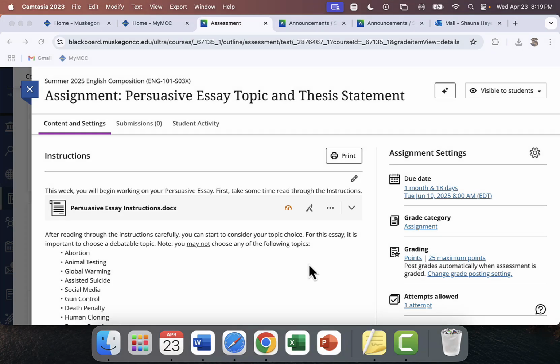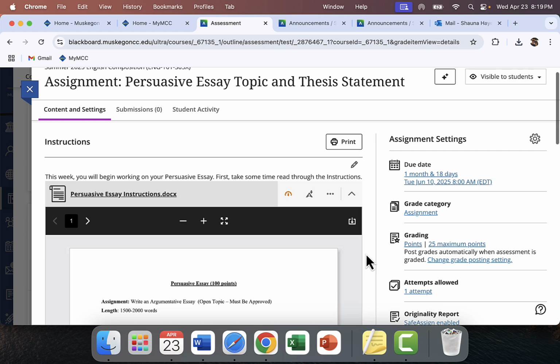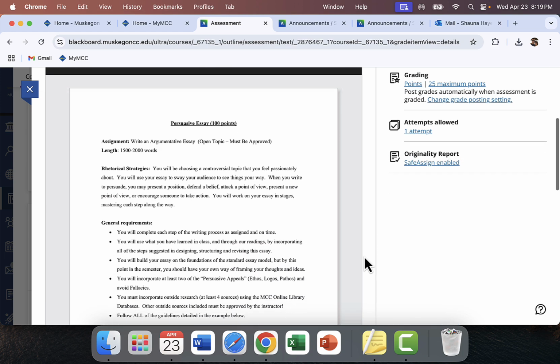Hi class. As you get started this week, you'll probably notice that we're already moving on to another essay. So you're going to be starting your persuasive essay this week, and it's going to be really important that you take time to read through these instructions very carefully. So I'll go through and highlight some of the most important elements, but I want you to take some time and do the same.